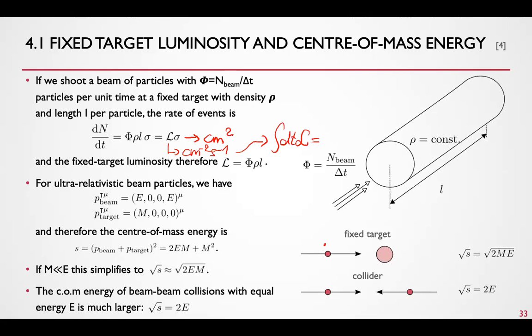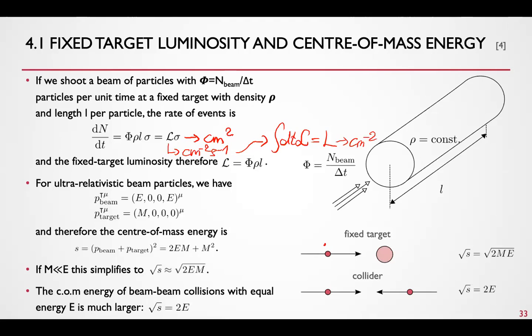We define this by L, and this one has units per centimeter squared. So these are the things that you have to know by heart. The luminosity is inverse centimeter squared per second, and the integrated luminosity is inverse centimeter squared. Okay.